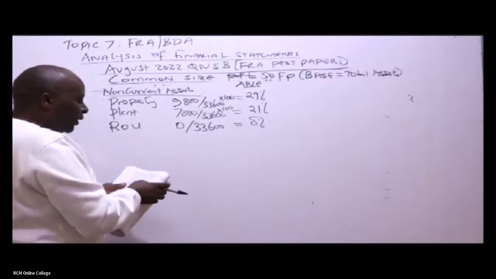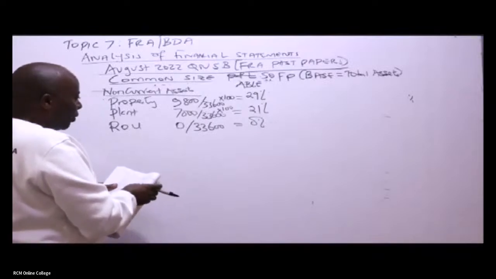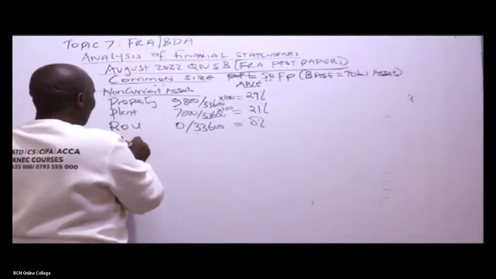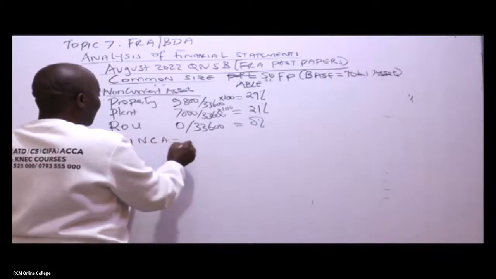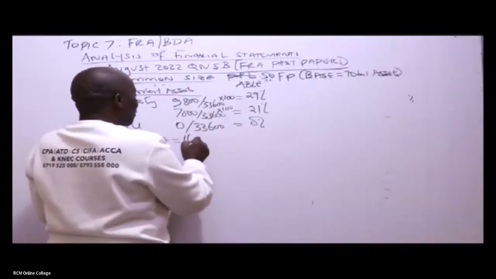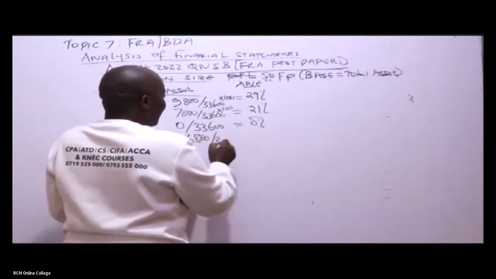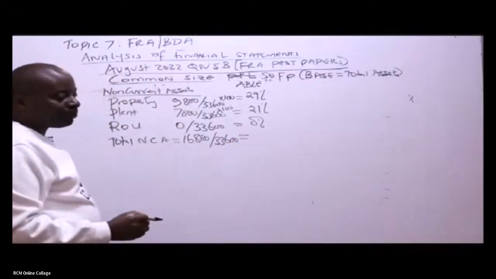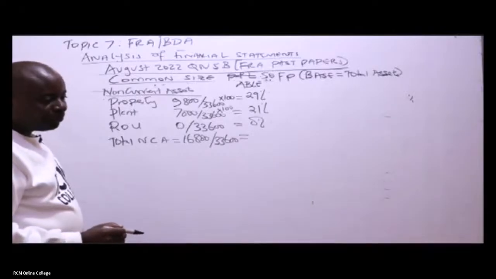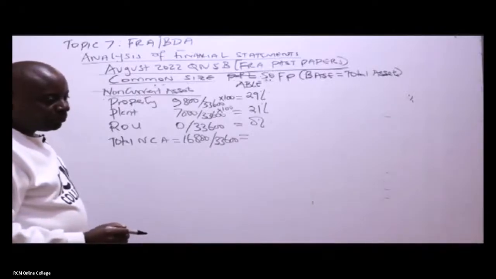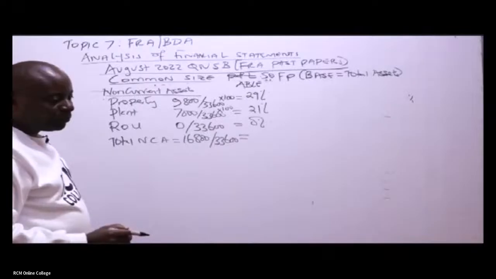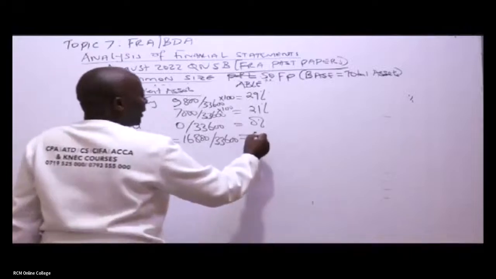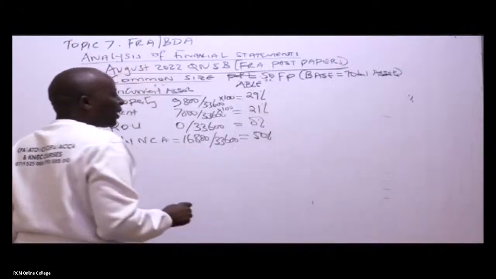All right. Then we have the total figure. Don't omit anything. So in this case, we have the total non-current assets. I can see a figure of 16,800, divided by 33,600, which will end up giving us what figure, ladies and gentlemen? That is 50%, which basically is the sum of this.